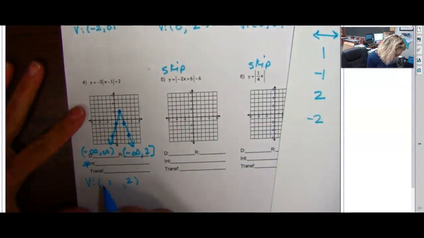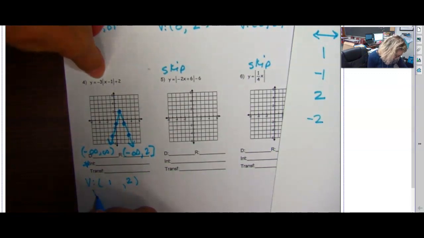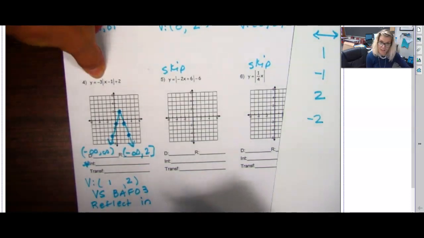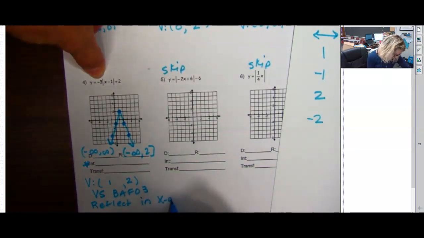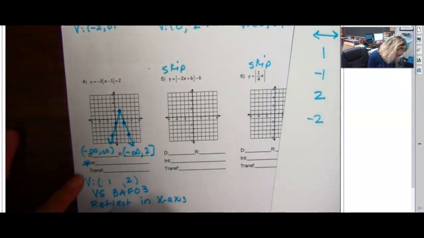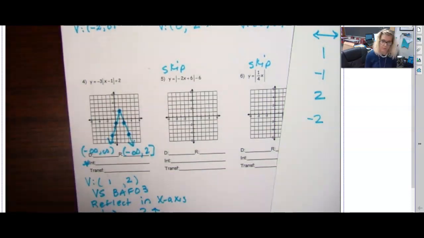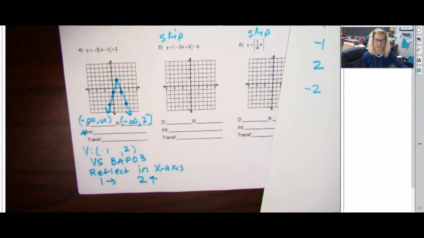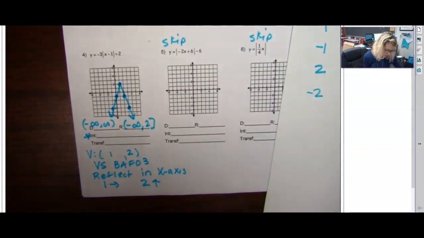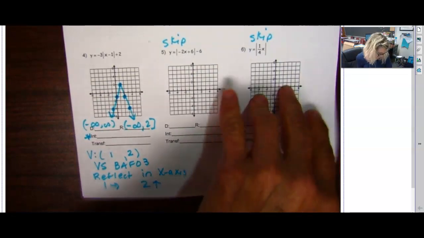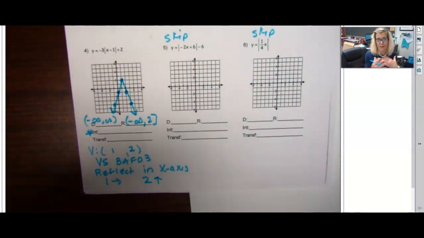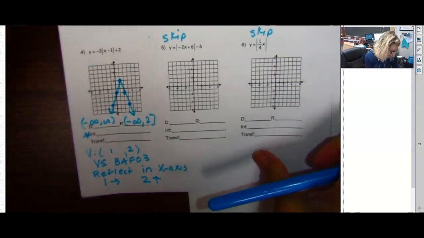And then for your transformations, guys, remember you had a vertical stretch by a factor of 3. It is a reflection in the x-axis. And this graph went 1 place to the right, and it went 2 places up. Oh, sorry, you can't see that. There you go.